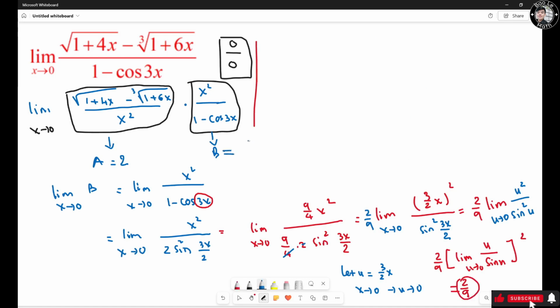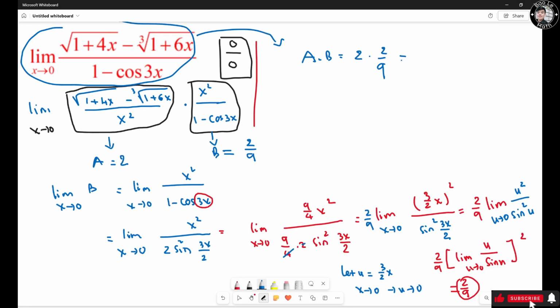Now b equals 2 over 9. Then finally, this will be a times b, which is 2 times 2 over 9. And the answer is 4 over 9. This one is the final answer.